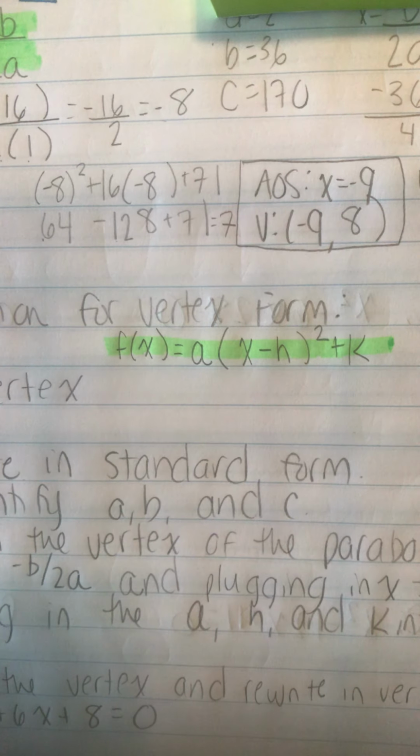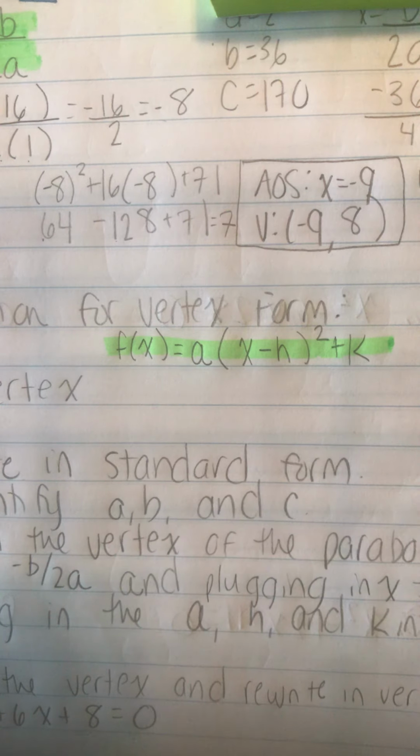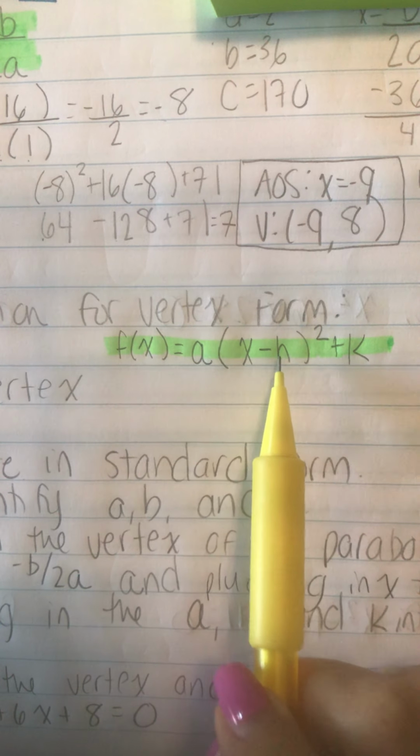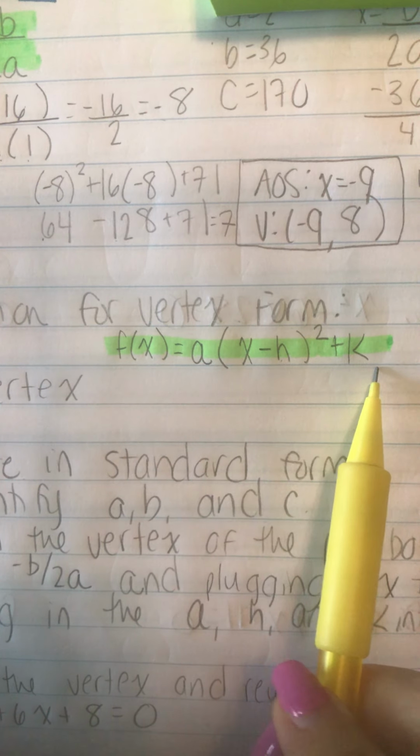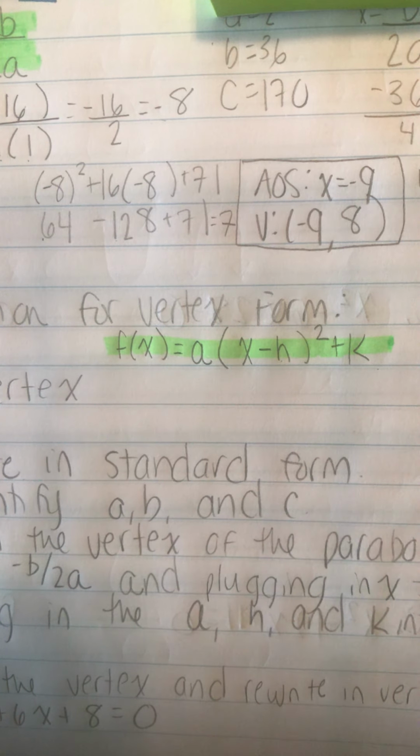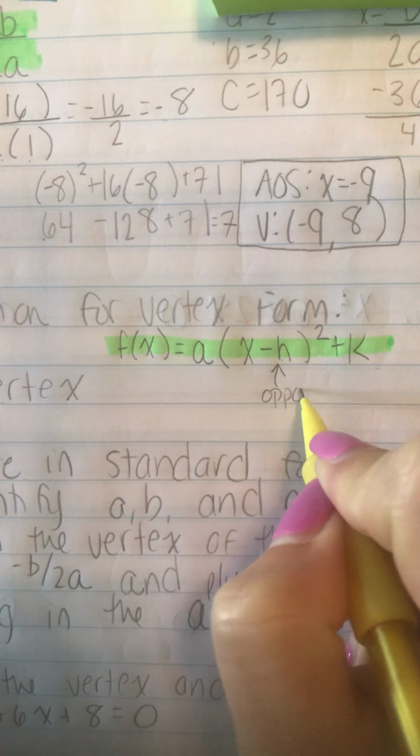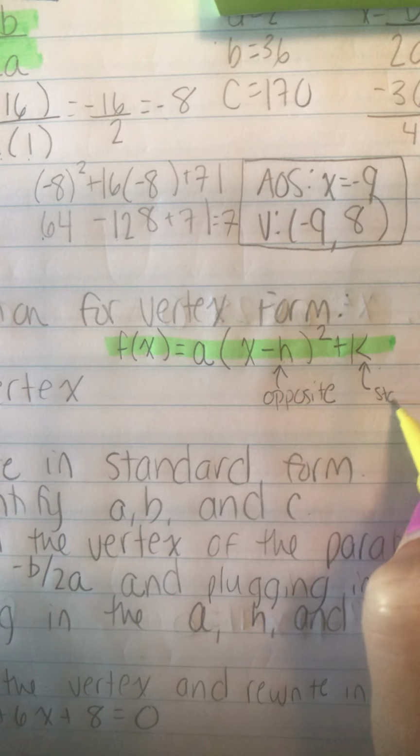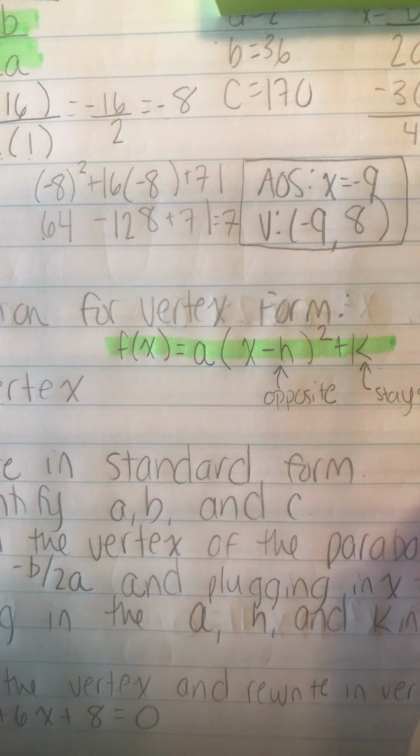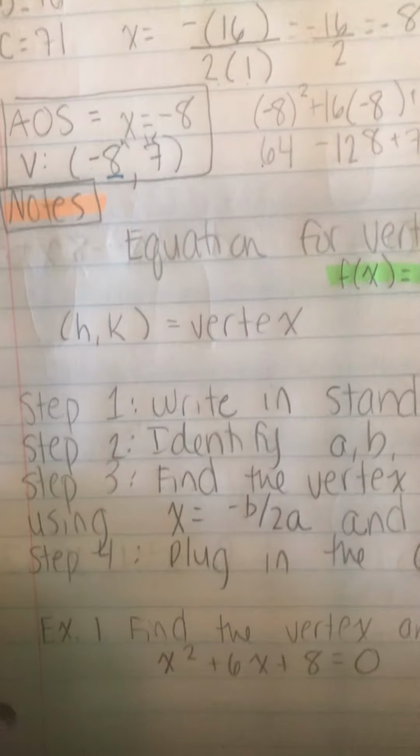This is actually way easier than the lesson before because if it's in vertex form, you just have to pull out the h and the k. Now, the h is going to be the opposite of what's there, and the k is going to always stay the same. I mean the numbers. It's either going to be the opposite or it's going to stay the same.